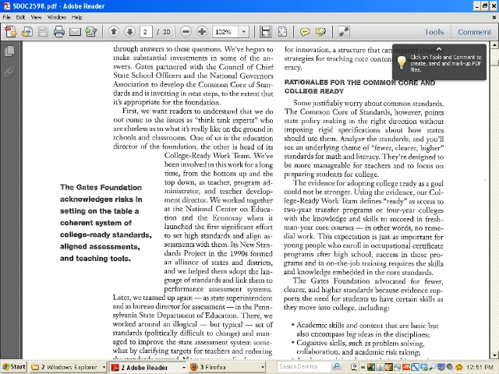The evidence for adopting a college ready goal could not be stronger. This next paragraph talks about why we are setting college ready as a goal for our students. Using the evidence, our college ready work team defines ready. So what does that ready mean? As access to 2-year transfer programs or 4-year colleges with the knowledge and skills to succeed in freshman courses.